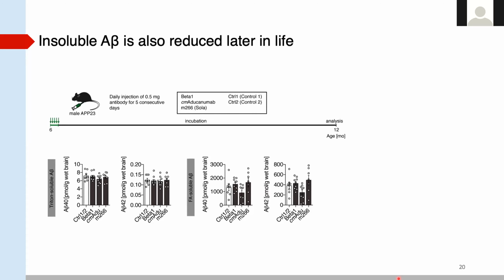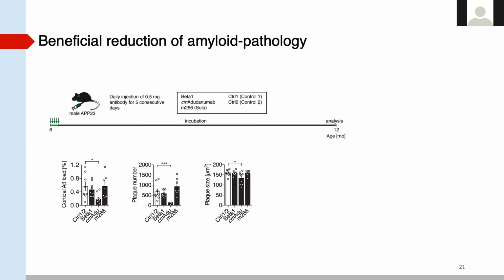So we then performed histological analysis, including the cortical A-beta load, the plaque numbers, and the plaque size. And for all of these three measures, you can tell that treatment with ADO resulted in a beneficial reduction of amyloid pathology in all these 3 lines.